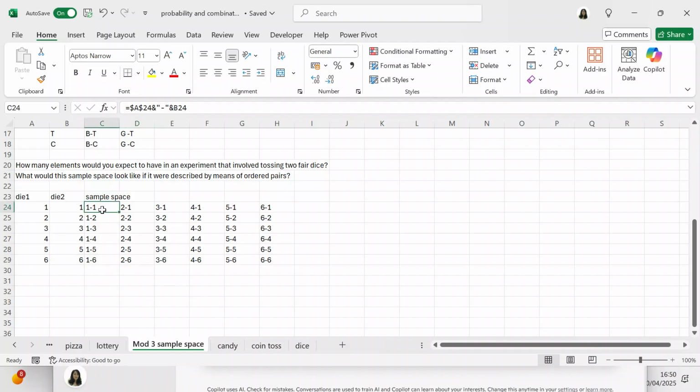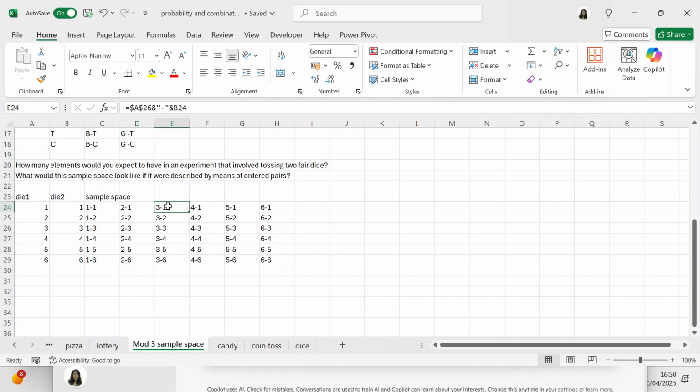And so you use exactly the same format for 1,1. It's going to be $A24, and dash $B24. And then you copy and paste that down to number 6. And then for number 2, it's exactly the same: $A25, and dash $B24. And you copy and paste that all the way down to number 6.